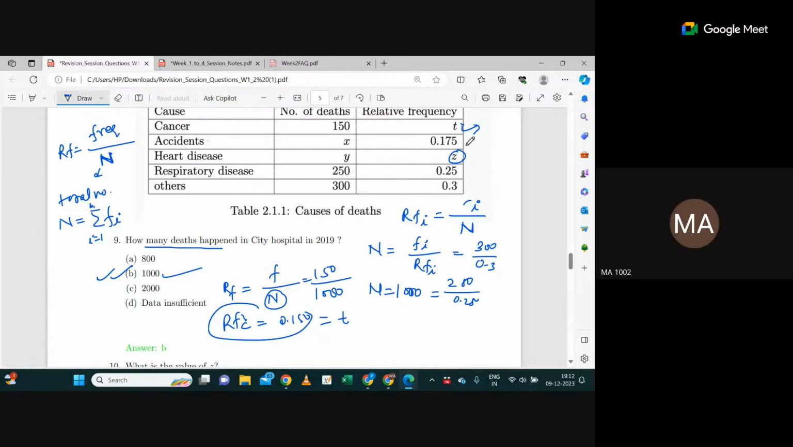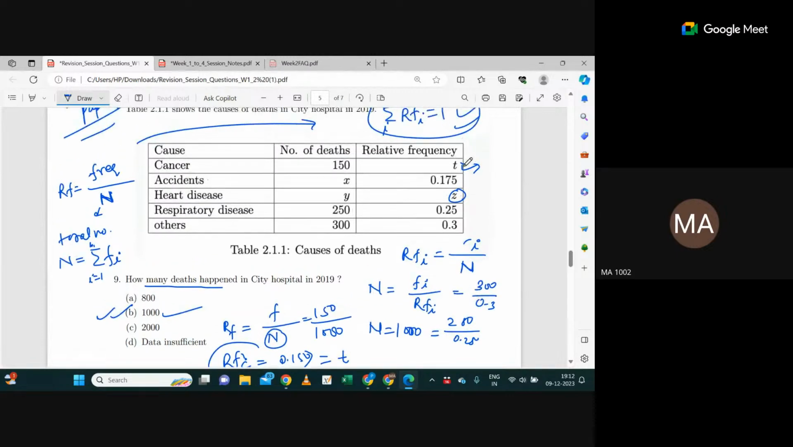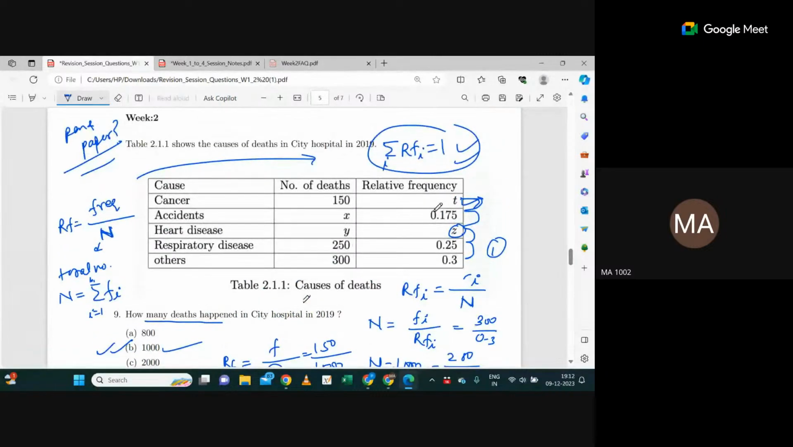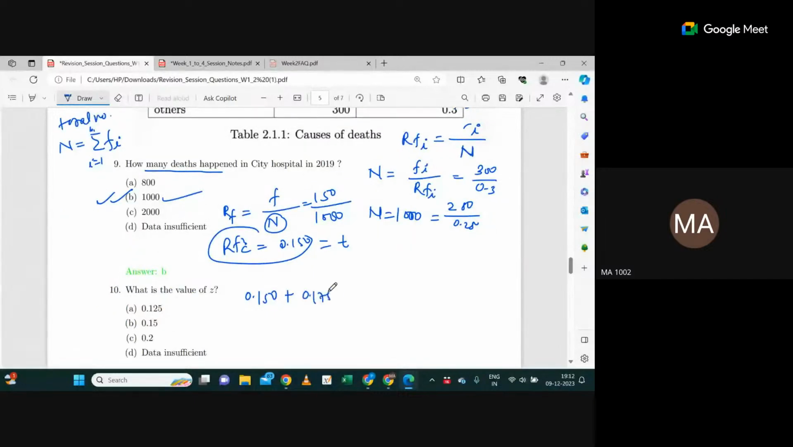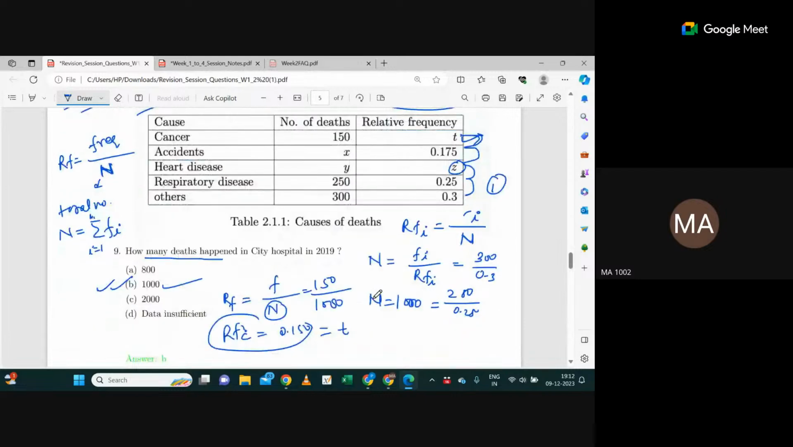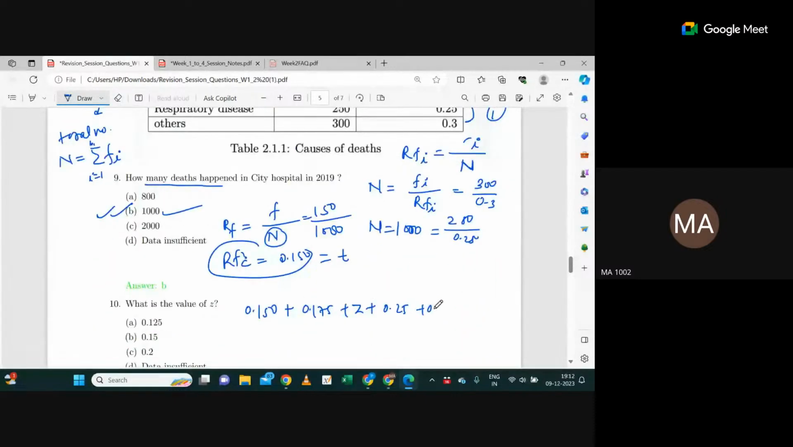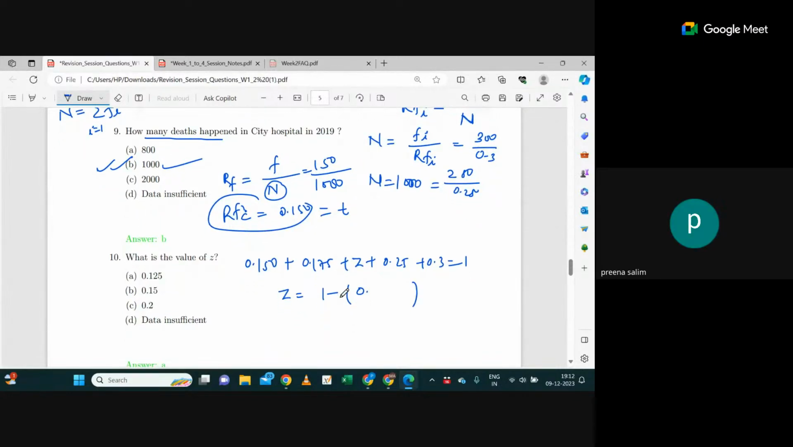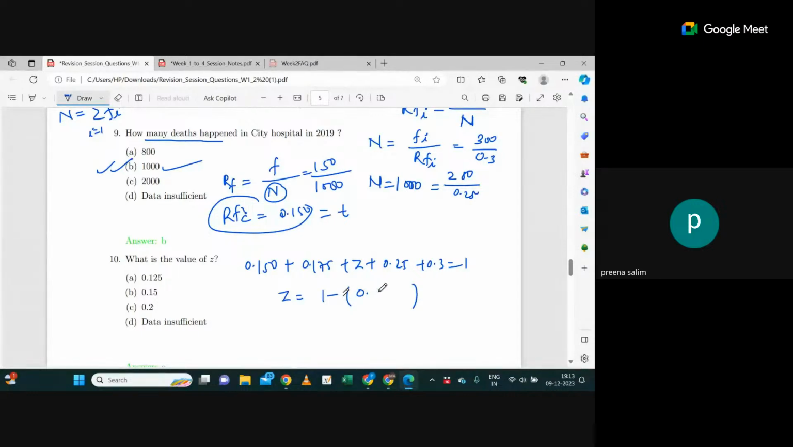Now to find the value of Z, we know the sum of all the relative frequencies is going to be 1. So the value of Z will be 0.150 plus 0.175 plus Z plus 0.25 plus 0.3 equal to 1, right? The value of Z will be 1 minus the sum of all of these. After subtracting 0.475.